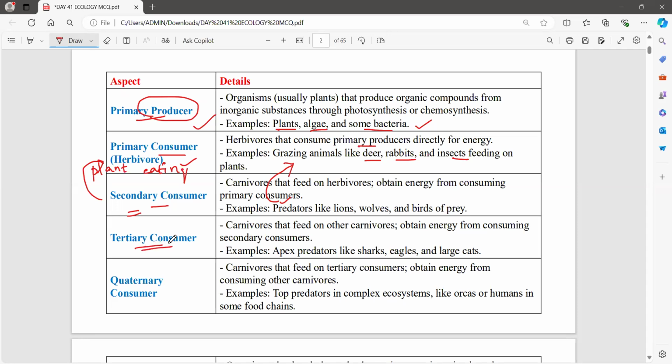Now, tertiary consumers are carnivores that feed on the secondary consumers and obtain energy from them. These tertiary consumers are called apex predators. So this is the difference between secondary and tertiary consumers. Now, who is the quaternary consumer? Those who feed on the tertiary consumer and obtain energy from it. We denote them as top predators in a complex ecosystem, like orcas or humans in some food chains, so we come under the quaternary consumer.